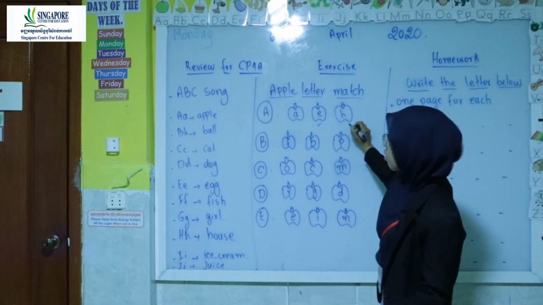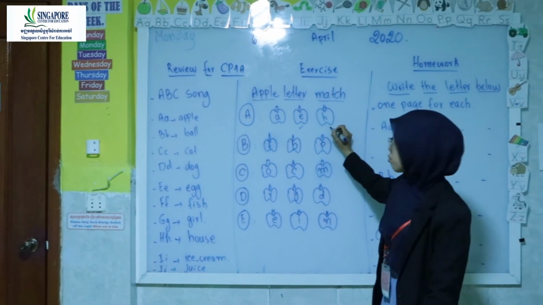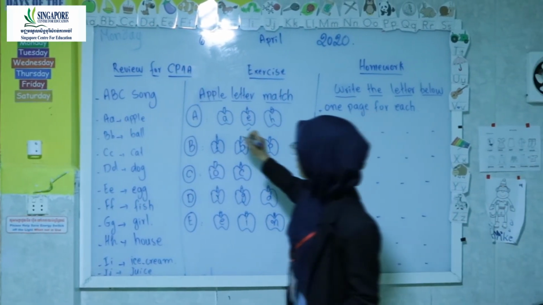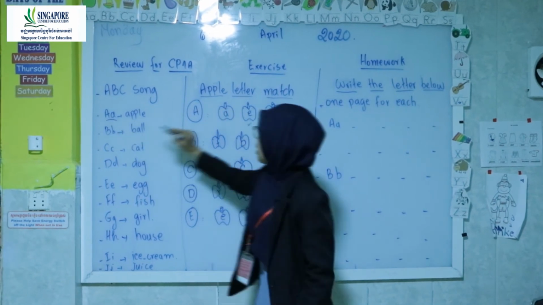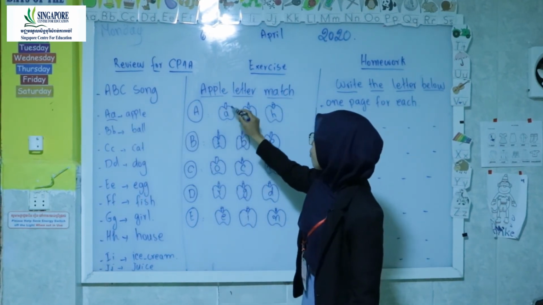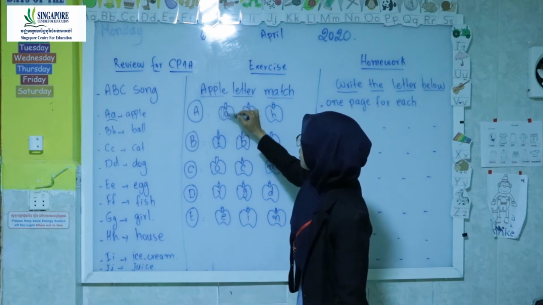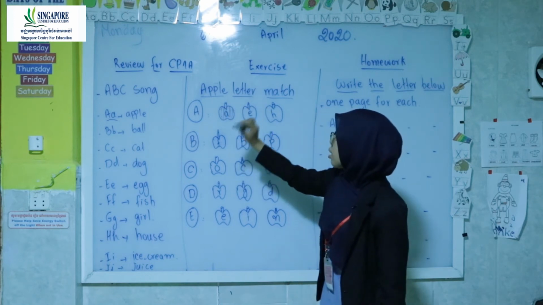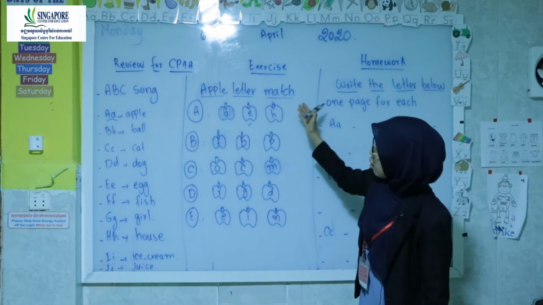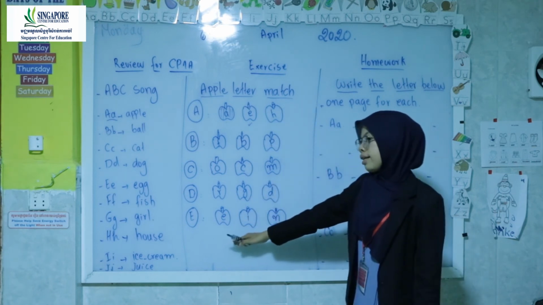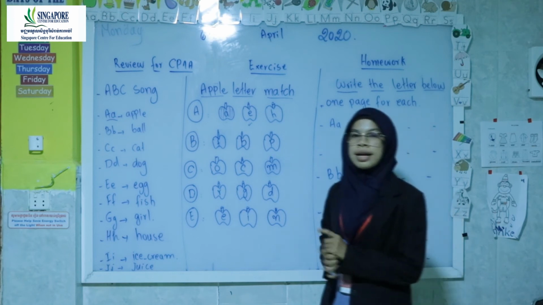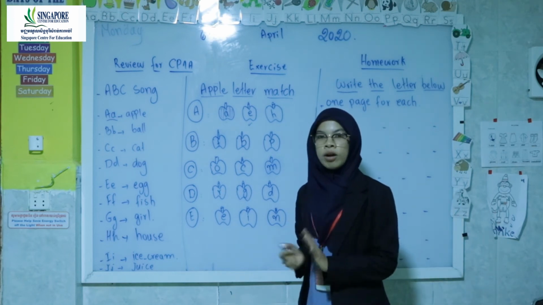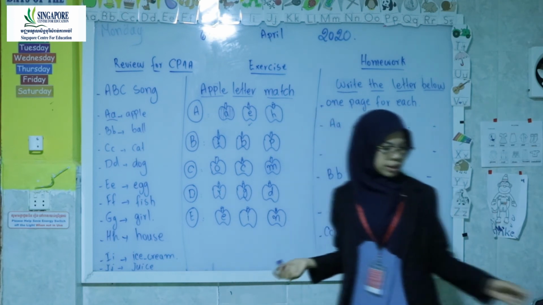No. How about this one? Oh, it's not letter A, right? This is letter A. Can you see here? Yes, this is letter A. Please color like this, okay? Please do the exercise from letter A until letter E like this. You understand? I hope you guys understand this exercise.